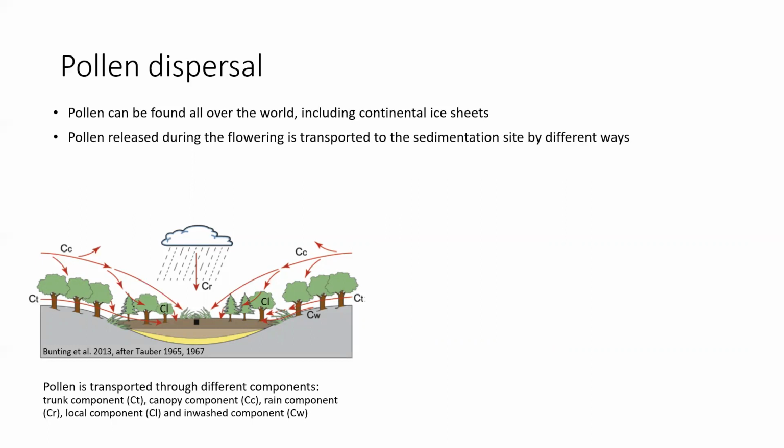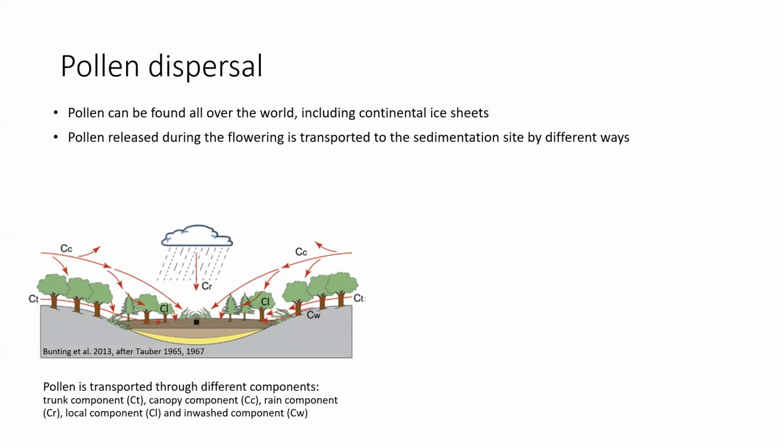Among the different components of transportation, you can have a trunk component, which means you get pollen that is mostly from under the canopy of the forest. Or you can have the canopy component, which comes over the tree canopy and is mostly wind transported. Or the rain component, which comes down with the rain, and is probably pollen transported from longer distances.